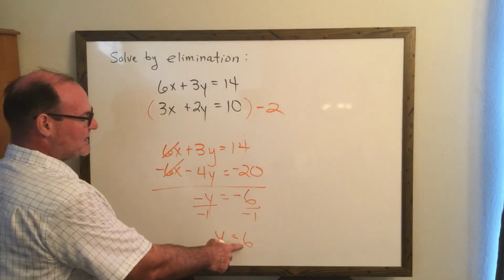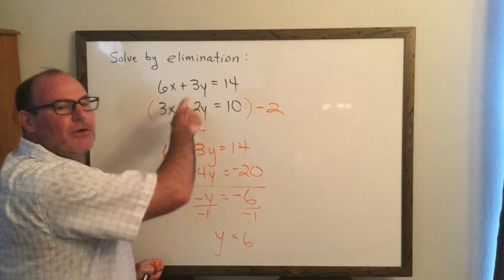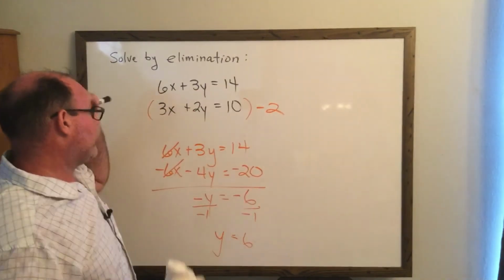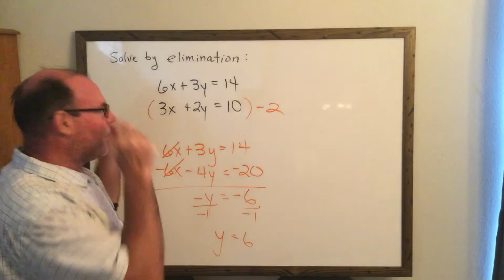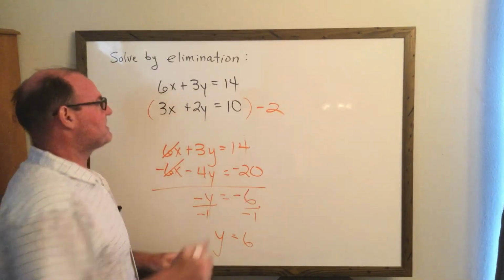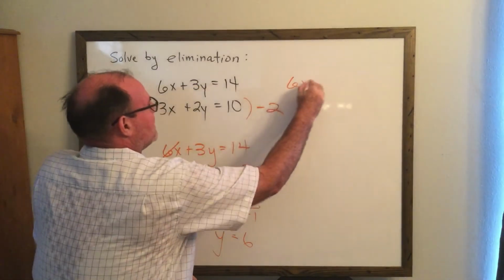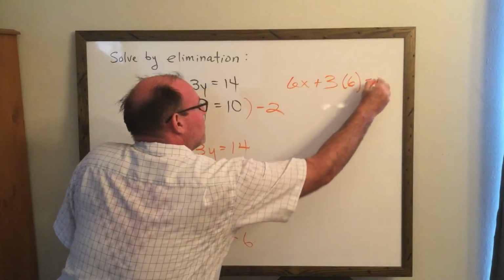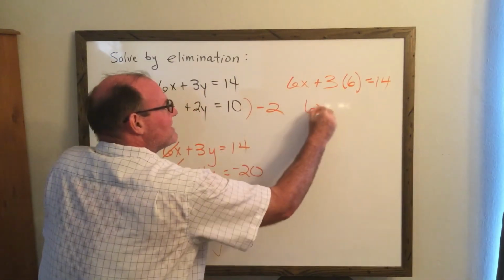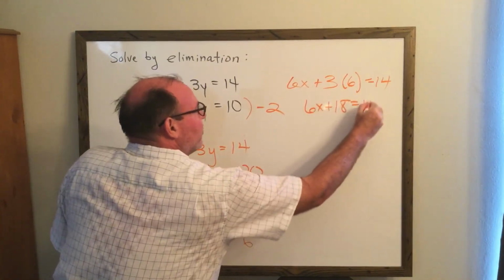So I'm going to take the 6. You can plug it into either equation. It does not matter. And the reason is because when we find our intersection, the x and the y are on both equations. So here goes. I've got 6x plus 3 times y, which is 6, is equal to 14. So 6x plus 18 equals 14.